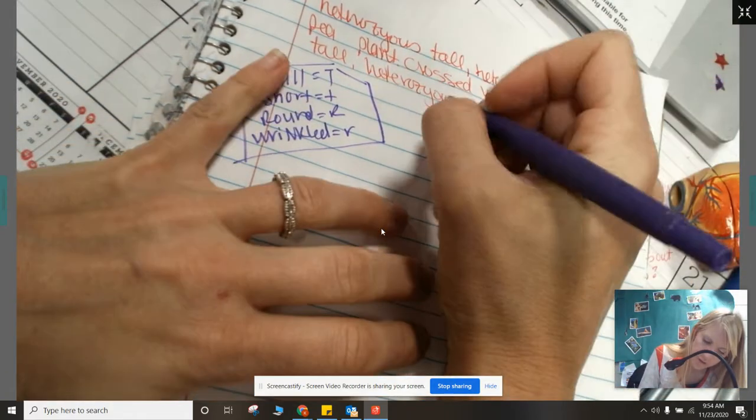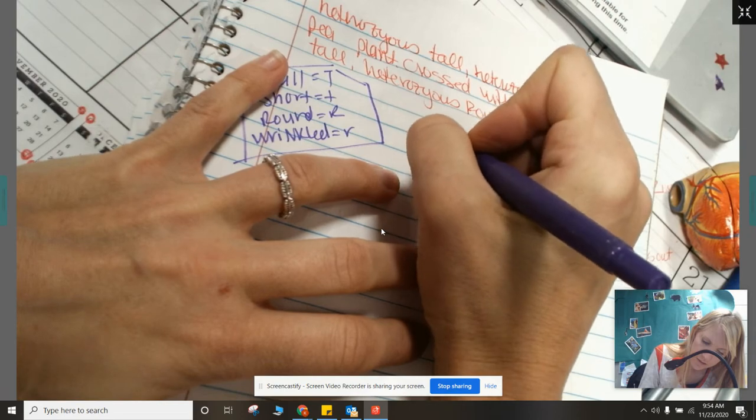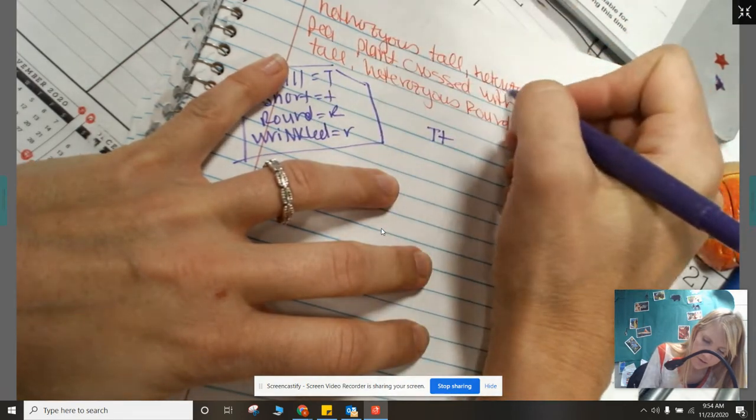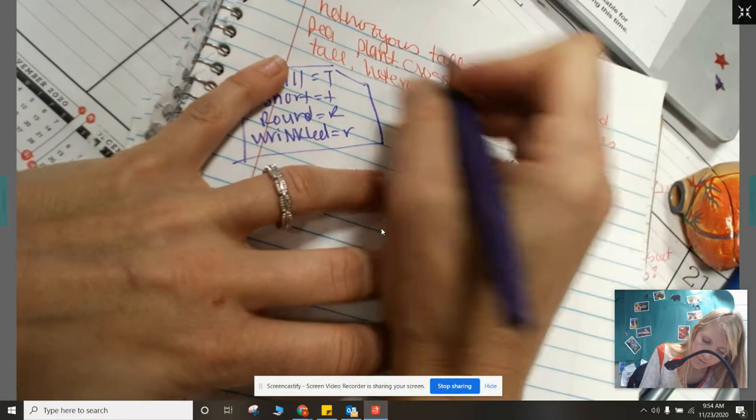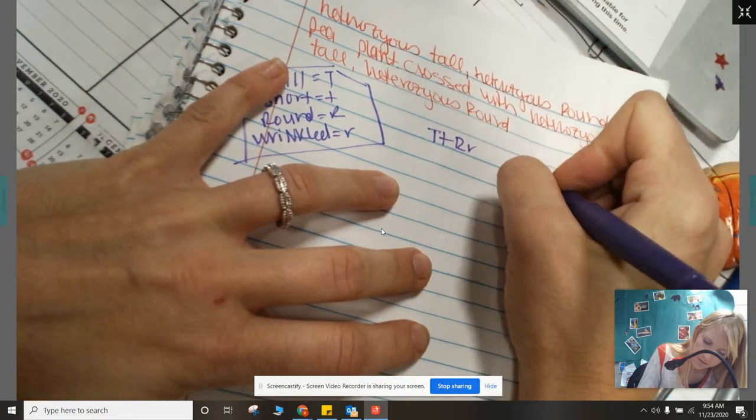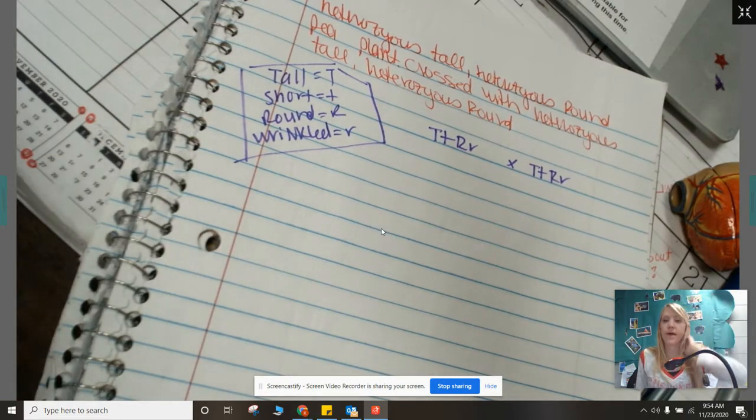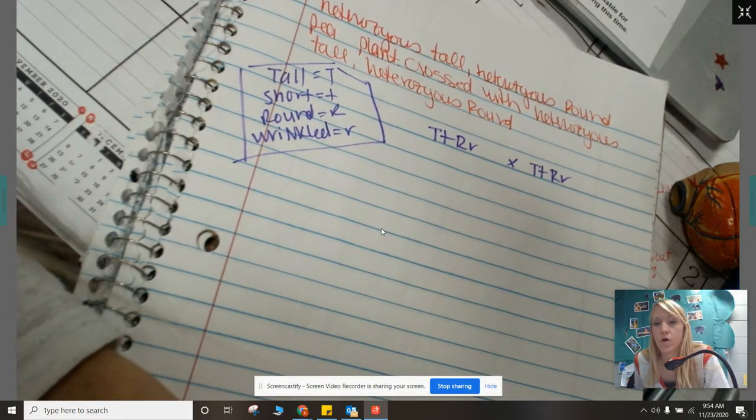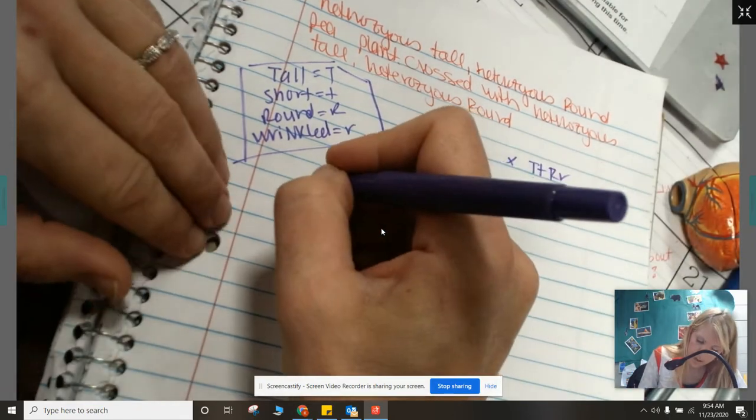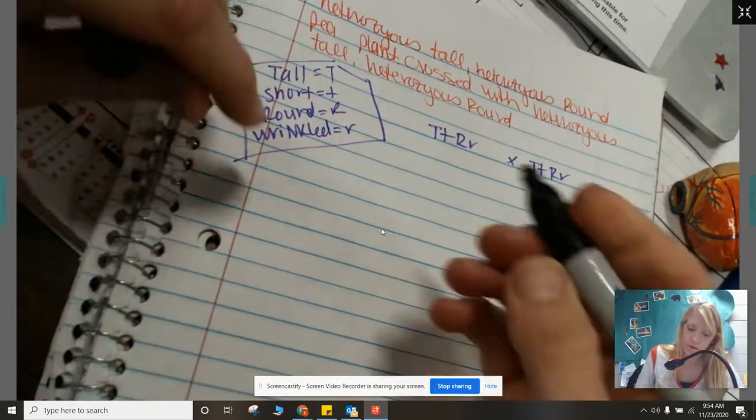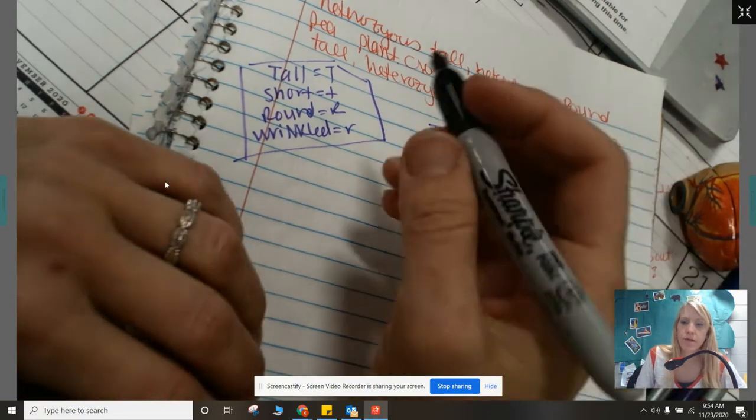Hetero means one of each. Big T, little t, hetero, big R, little r, crossed with hetero, big T, little t, hetero round, big R, little r. Okay, did you get that? Hope so. Monohybrid crosses have four boxes. Dihybrid has 16.